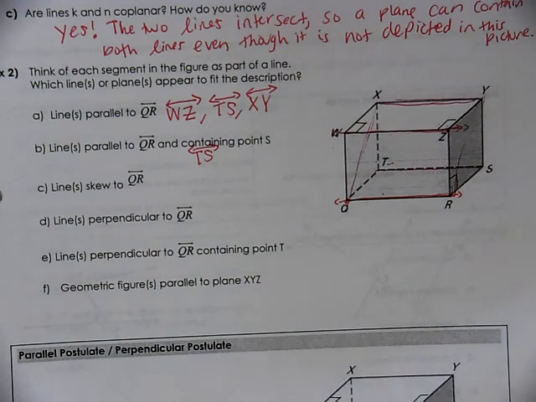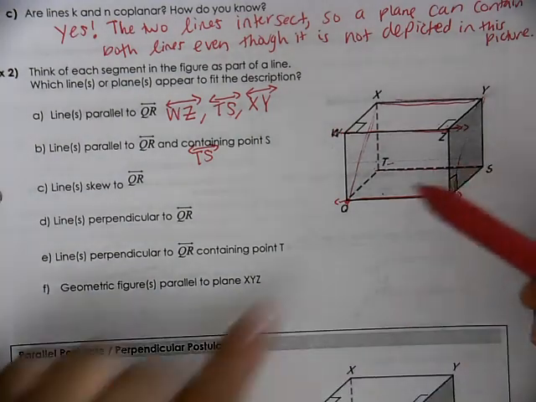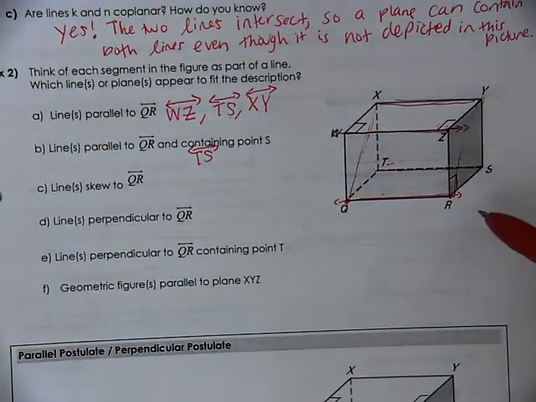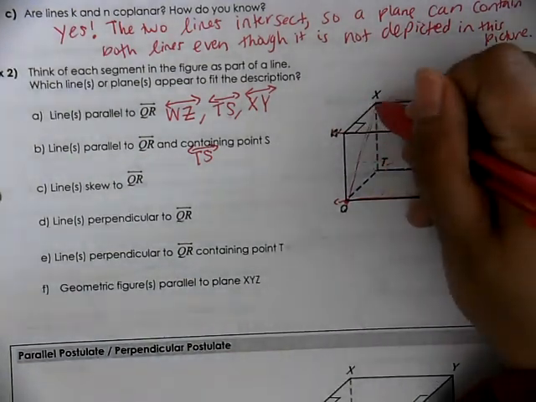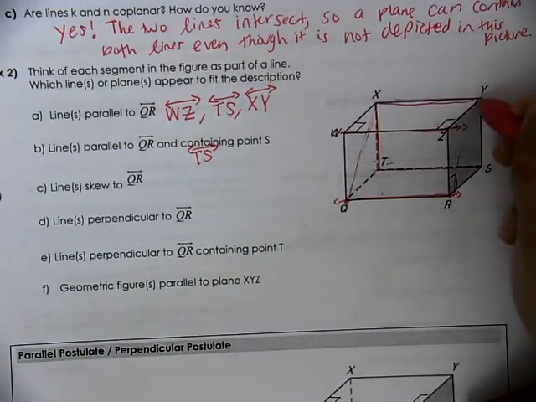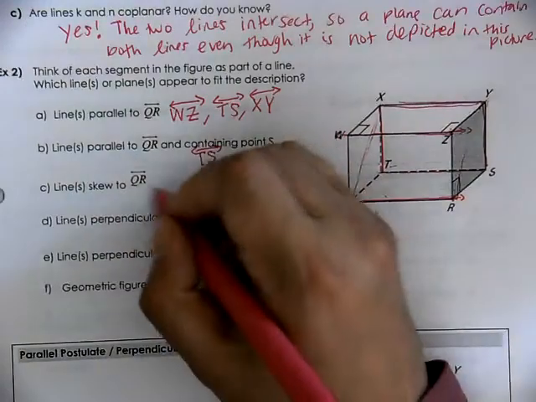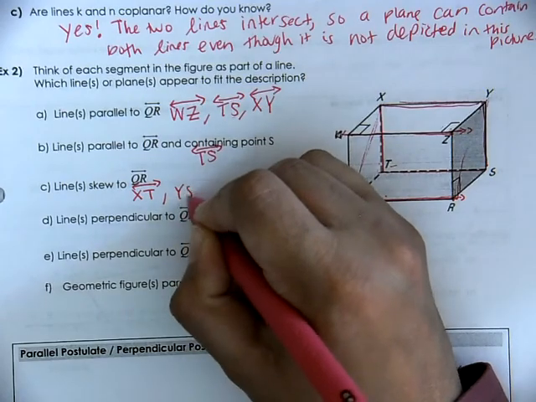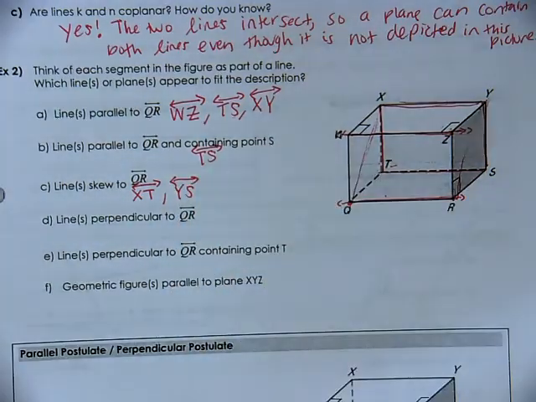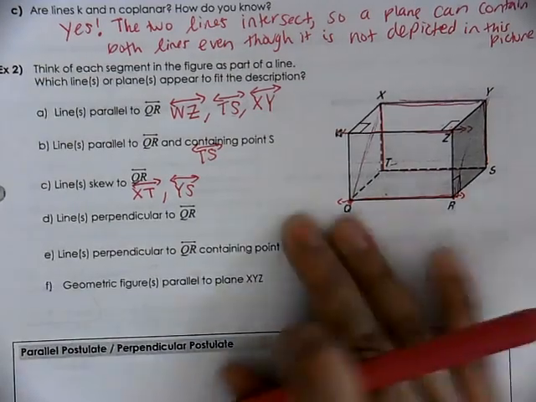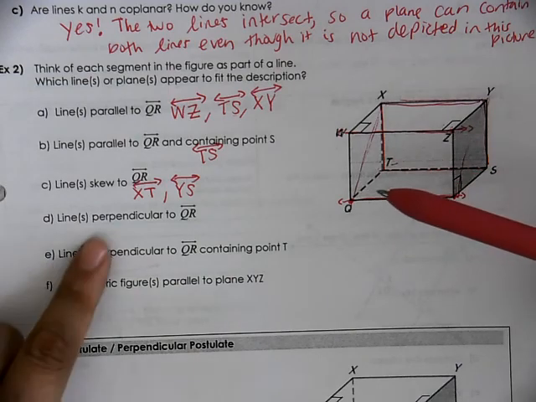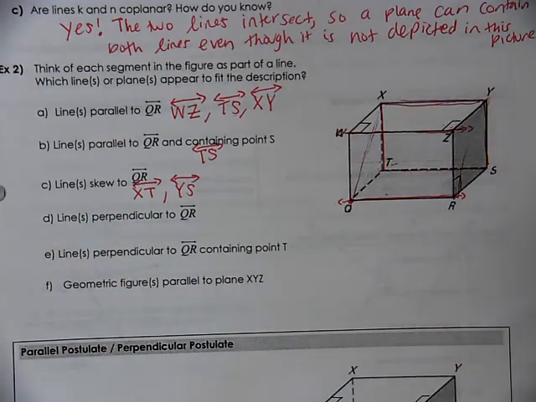Okay, then for skew. So for skew lines, you're looking for lines that still don't intersect. So I don't want the ones that are touching point Q or point R. I don't want those, but I just want things that don't intersect, but that there's not a plane that has all four of those points in it. So for example, this back here, XT, and this one back here is YS. So XT with the line symbol and YS. Those are the only two lines that are skew to line QR on this diagram, because the other ones were either parallel or they're about to be perpendicular. We're about to write down those because they actually have an intersection.